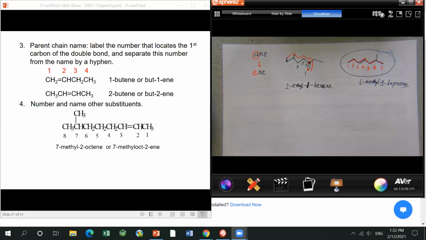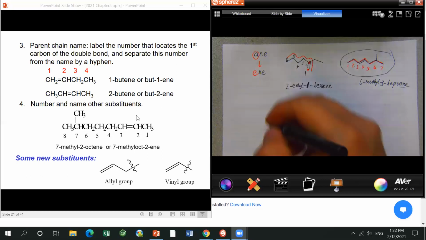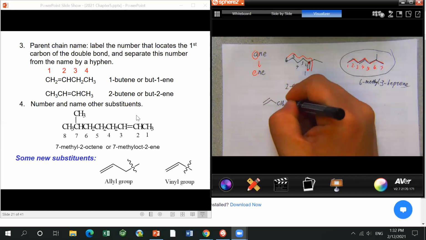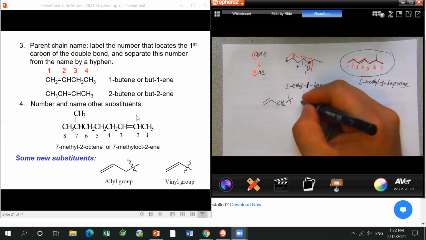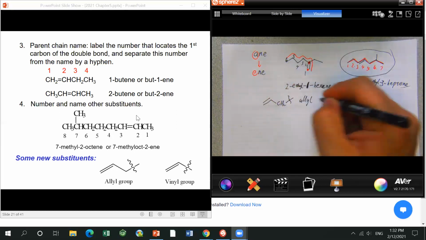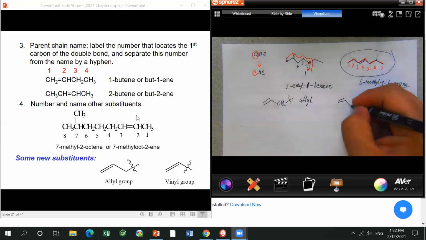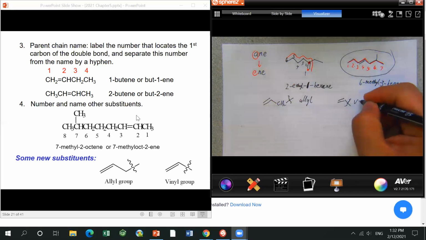Here we will learn two more substituent groups. We already learned methyl, ethyl, propyl, whatever. These two are based on the alkene, the C=C double bond. One is the double bond connected with a CH2 and then connected to something else. This one we call allyl. Another one has the double bond directly attached to something else. This one we call vinyl.